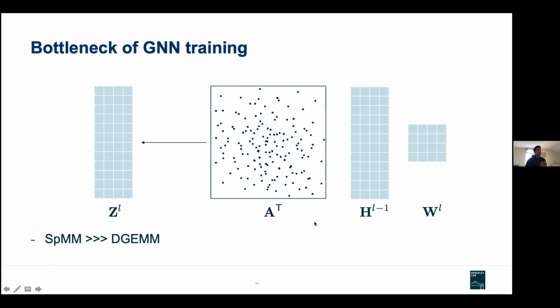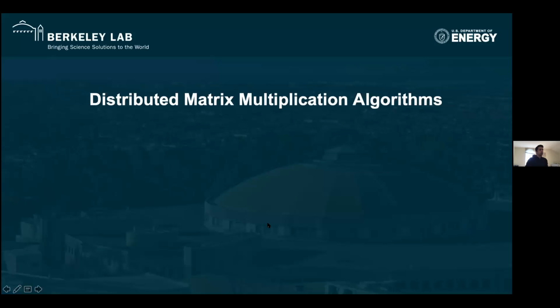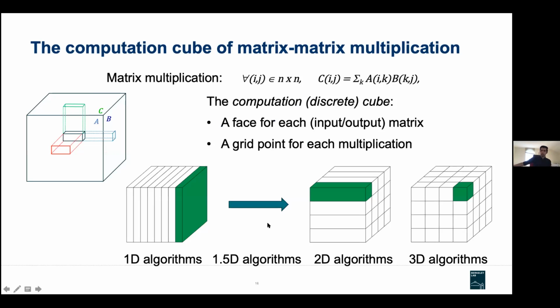And so how do we actually do that? How do we do a distributed sparse times dense matrix multiplication? Well, there'll be a lecture later on in the class that goes into this in more detail, but just to talk about this very briefly, you can represent matrix multiplication in general as a sort of computation cube. If we take a look at the cube on the left, for instance, each face of this cube represents a matrix. So we have matrix A, matrix B, and our output matrix C.